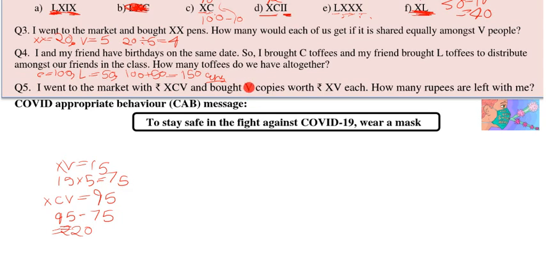Now the total over here was XCV, that means 95, and it is asking how much is left, so you subtract that from that. So what are you left with? You will be left with 95 minus 75, that is going to give you rupees 20. So he is left with rupees 20, which is his answer.